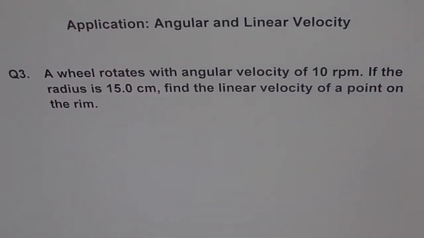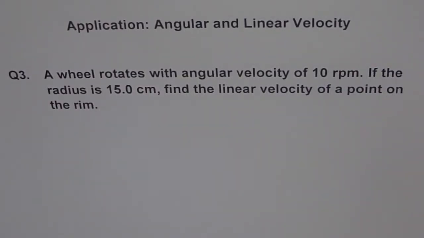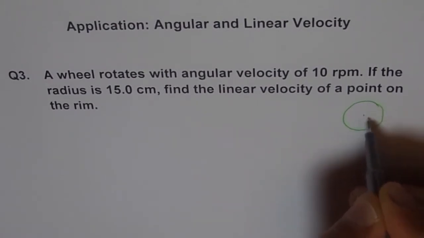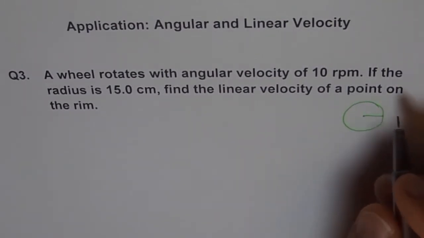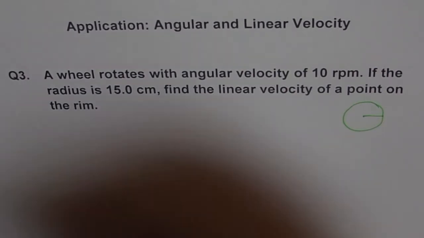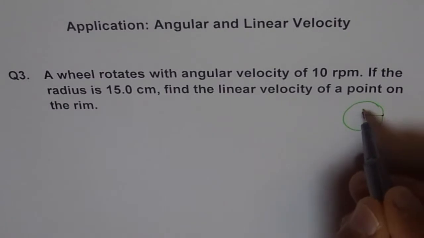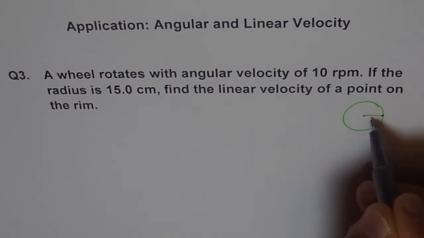Hello, here is an application for angular and linear velocity. You may go through my video where we have developed a relation between the two. The basic concept was that if there is a wheel, and a point on the wheel makes one full circle, then in that time it rotates through an angle of 2 pi radians, correct?